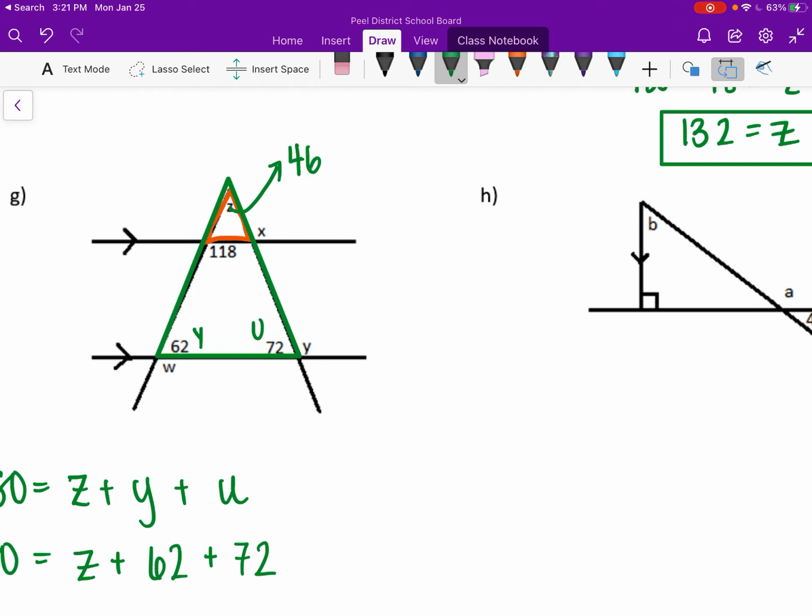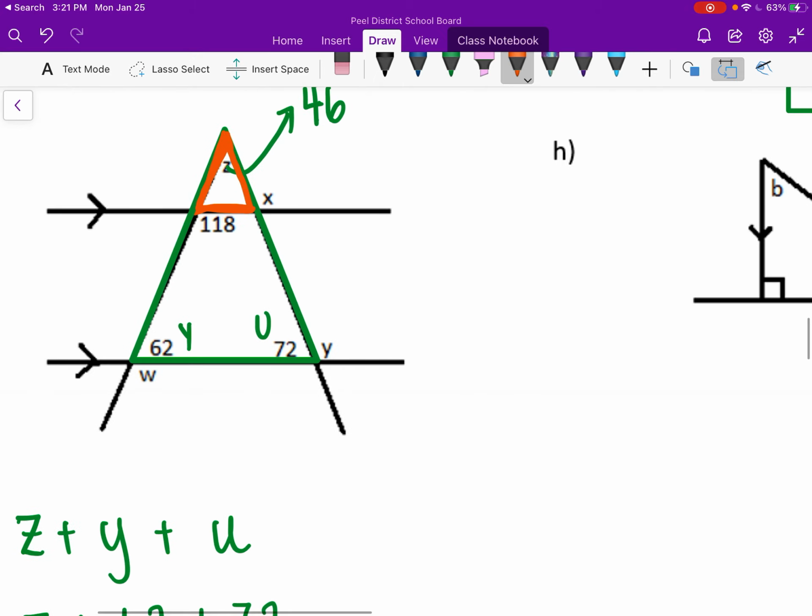Right, so if I know that that's going to be 46, I can go and start filling in the inner corners of this triangle that I have here. Right, so I can go in and start filling stuff in. So I know that's 46. I can also find this angle right here. How can I find that? It's lying on this line.